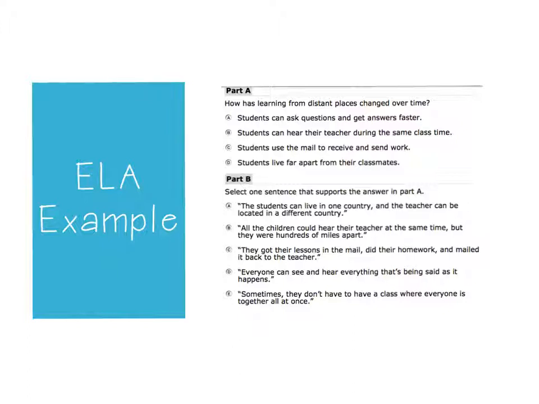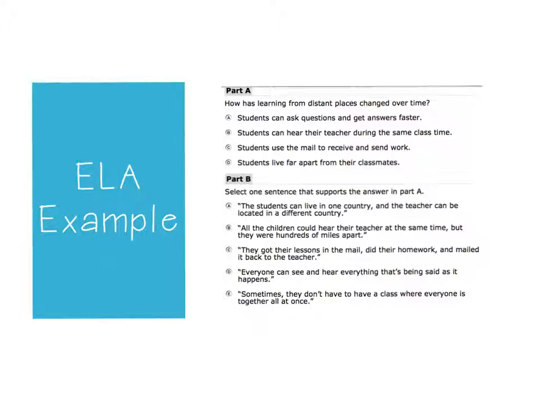Students may also see some of these types of questions where there are Part A and Part B. We have done lots and lots of these on our weekly reading tests that we give in the class. Part A and Part B go together, and so you might see that one has a main idea and Part B is the details. This one says, how has learning from distant places changed over time? And then Part B says, select one sentence that supports the answer in Part A.